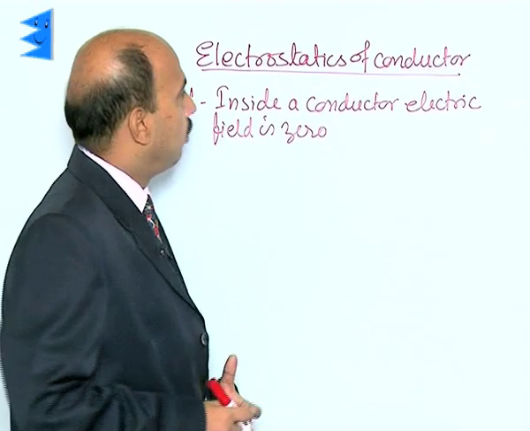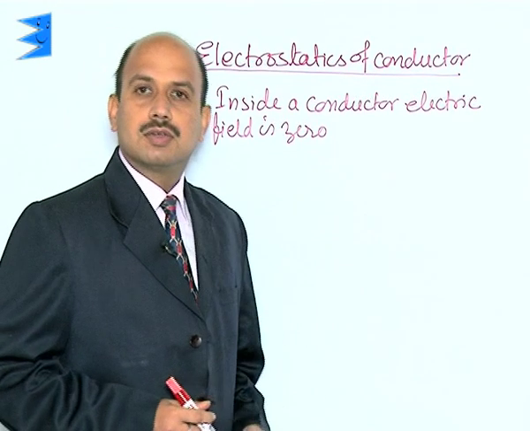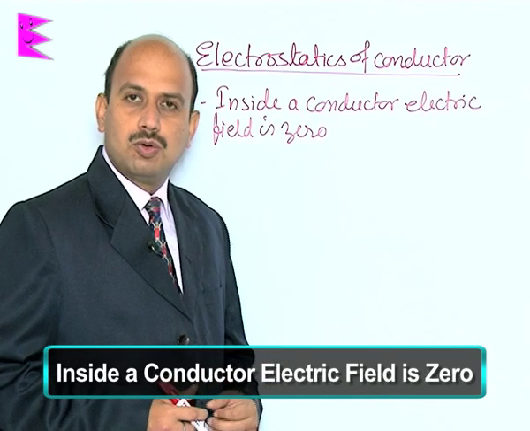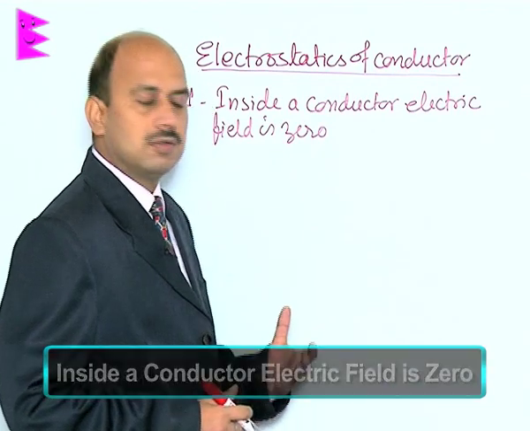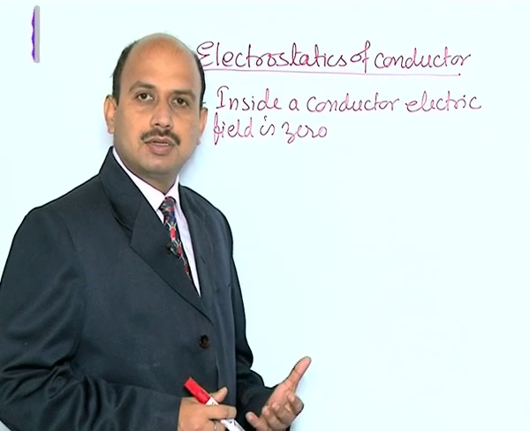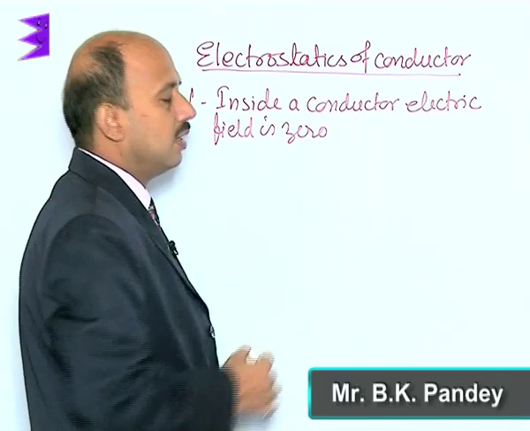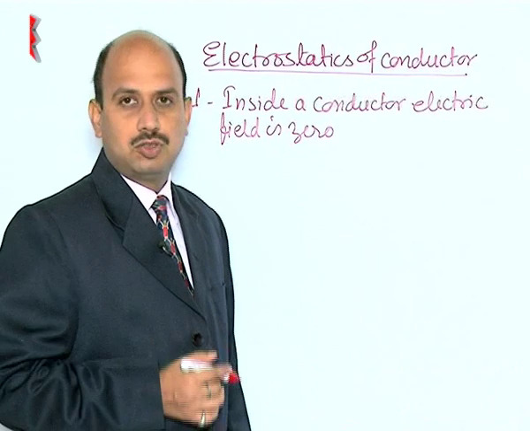Now see here, next topic is electrostatics of conductor. First one is inside a conductor electric field is 0. So actually we are going to discuss the properties of the conductor in the electric field. So first one is inside a conductor electric field is 0 in a static situation.